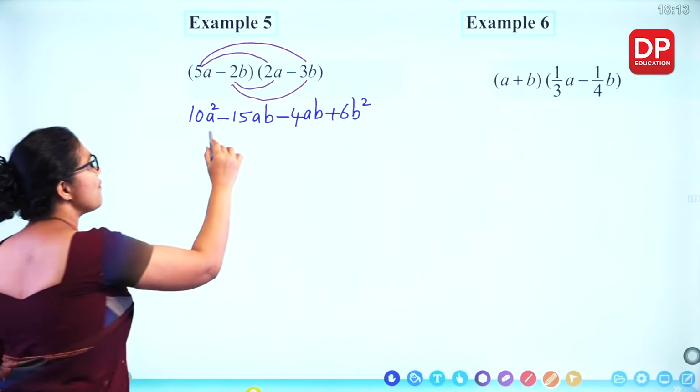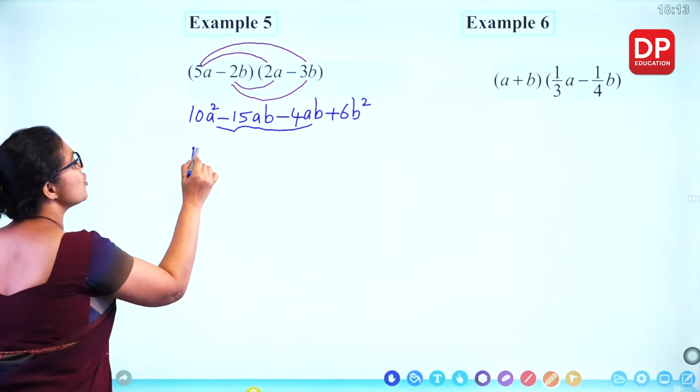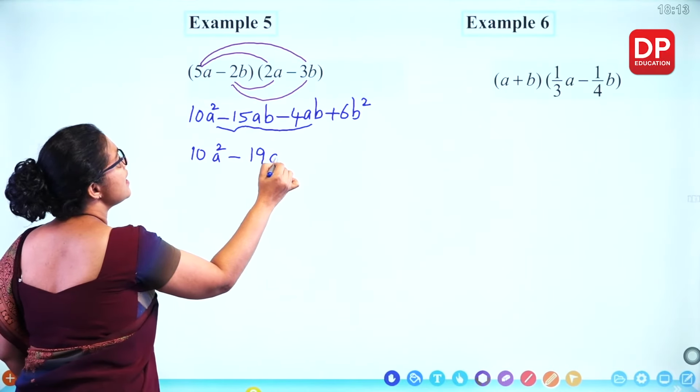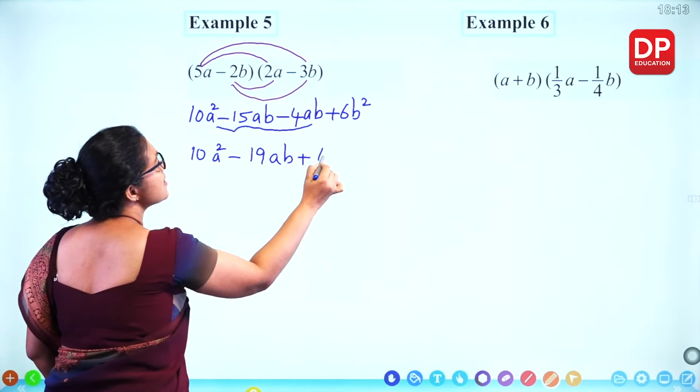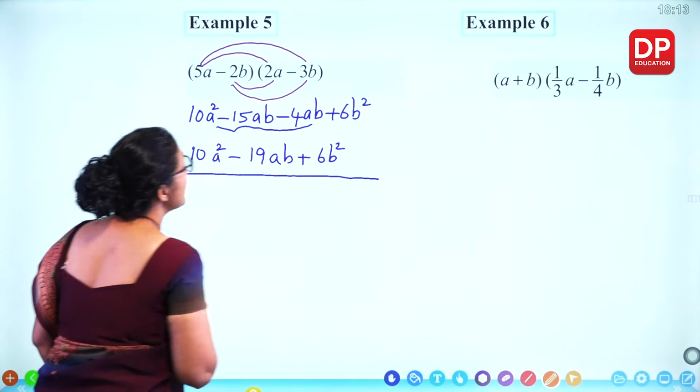Now, can you simplify further? Yes. Minus 15 minus 4. So, what do you get? Minus 19ab plus 6b squared. Now, I'll show you the previous method again.